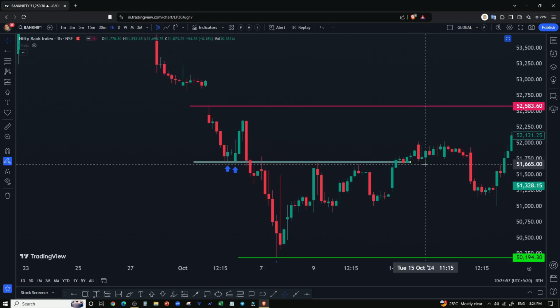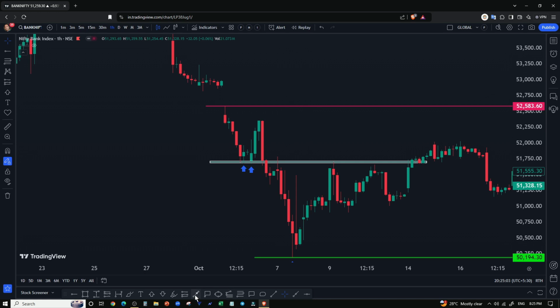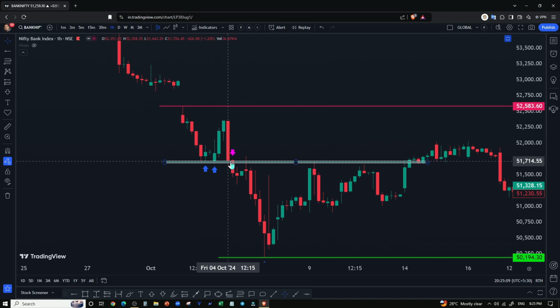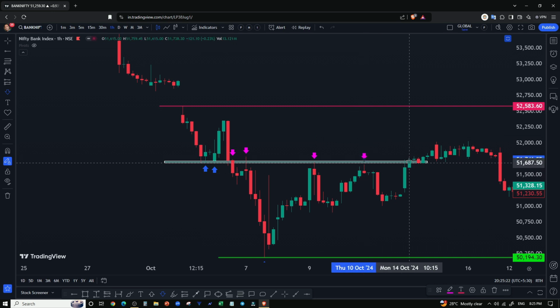Okay, I'm just extending this previous structural support level. Now it acted as a resistance. See, a breakdown happened in this candle, which means the support got broken. So a previous support that got broken can act as a resistance level also. And again the market went down, and whenever the market approached these levels, it exactly acted as a resistance level. Of course, finally a breakout happened.